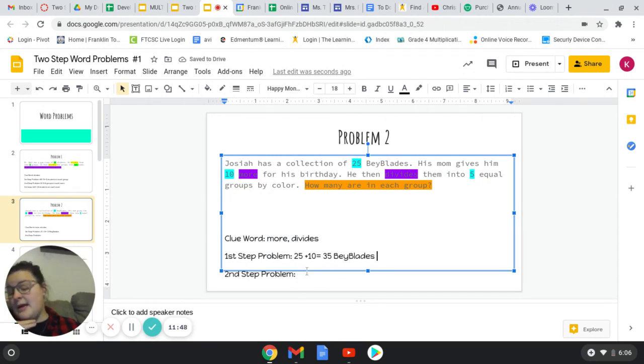Okay, then I'm going to do my second problem. I now know that he has 35 and I know that he's going to divide it into 5 equal groups. So I'm going to do 35 divided by 5. And 35 divided by 5, for those of you that don't know, is 7. So he has 7 Beyblades in each group.